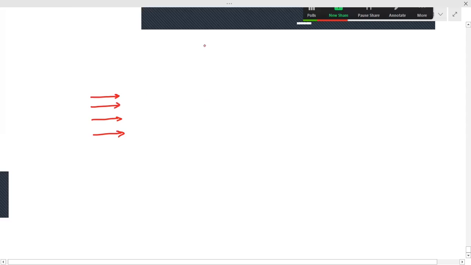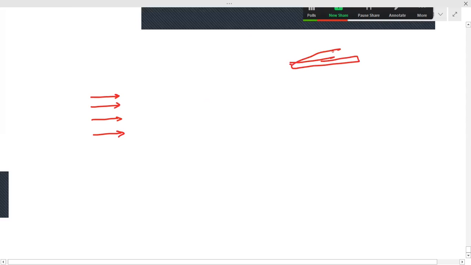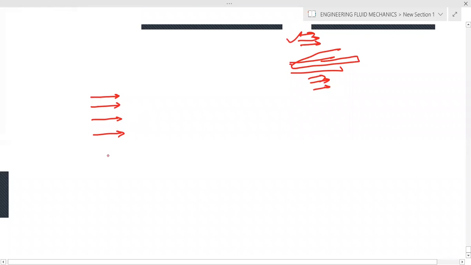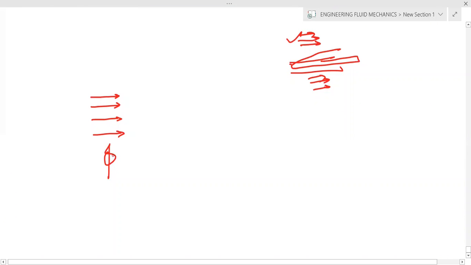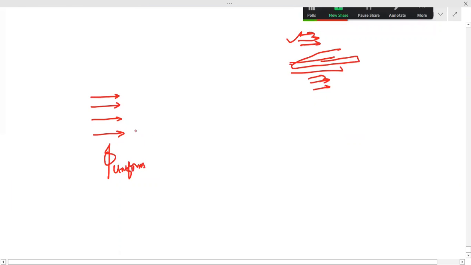Okay. So what does that tell you? This is uniform flow. When I say uniform flow, I am talking about a flow which is outside the boundary layer, that is this region. So this is an irrotational region, and say the stream function is phi uniform. I have another irrotational region of flow that is called, say, a source.